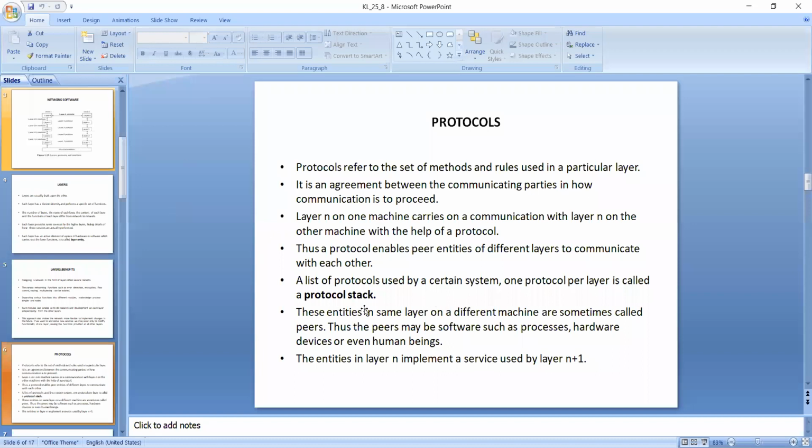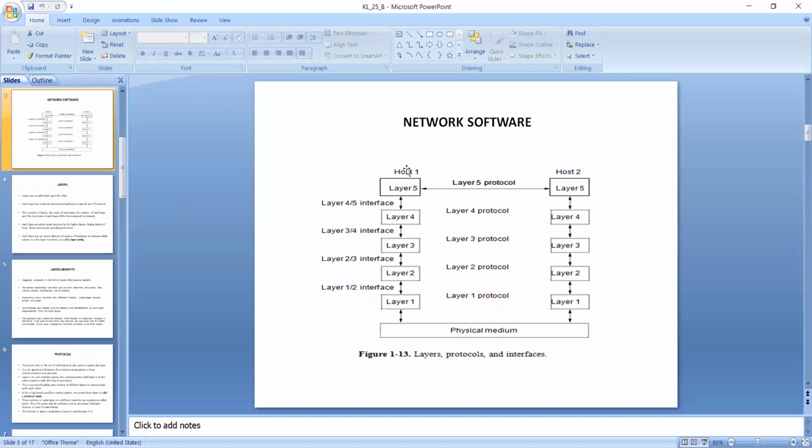In the diagram, we see that there is layer one in host one and layer one in host two, but the protocol is only one protocol, the layer one protocol. So this list of protocols in a system is known as a protocol stack. This stack consists of five protocols, one protocol per layer. One layer, one protocol is known as a protocol stack.